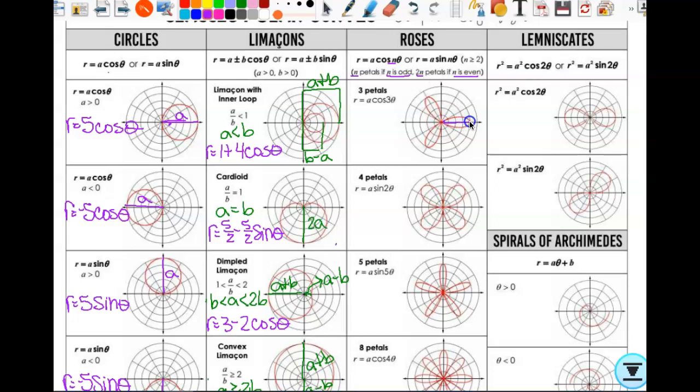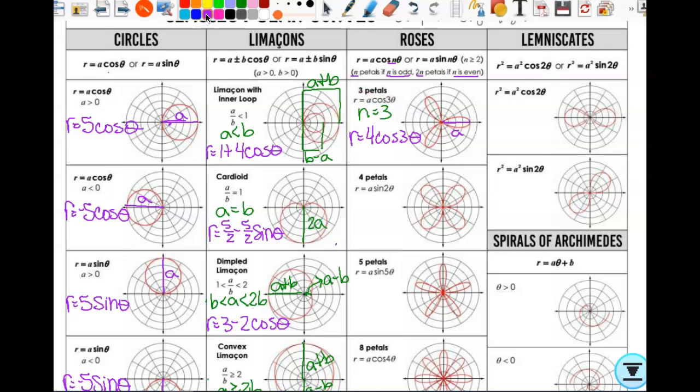This right here is your A value, and that is 1, 2, 3, 4. So this is r equals 4 cosine 3 theta. And we want to look at the fact here that we have n equals 3.